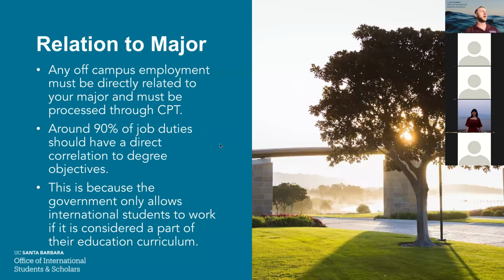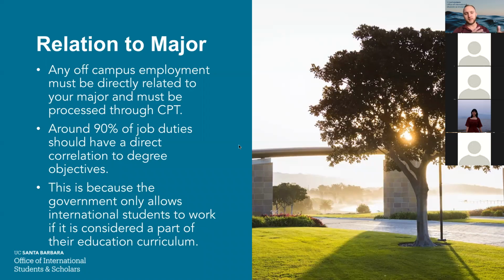Relation to major: any off-campus employment must be directly related to your major and must be processed through CPT. So, off-campus employment before graduation. A good rule to remember about this is that around 90% of your job duties should have a direct correlation to your degree objectives. This is because the government only allows international students to work if it is considered a part of their educational curriculum. The government doesn't want you to be working a job that's not related to your field of study. They consider any sort of off-campus employment to be a part of your education.